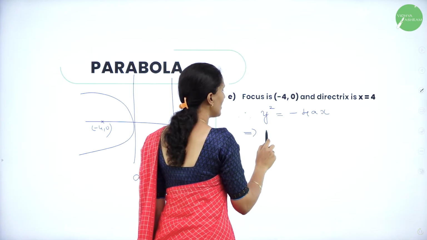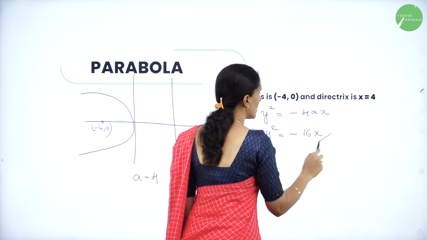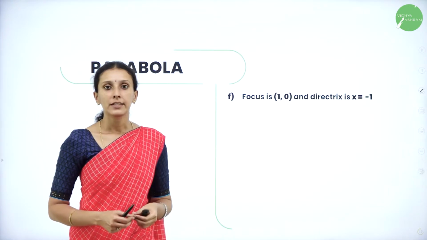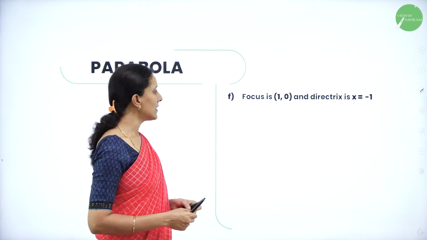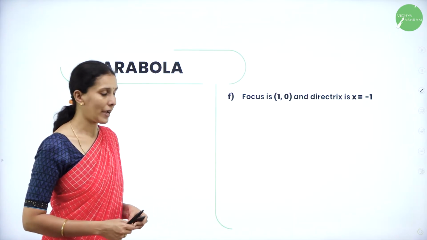So this implies y square is equal to minus 16x. So this is the equation of the required parabola. So the next one is focus is (1, 0) and directrix is x is equal to minus 1.